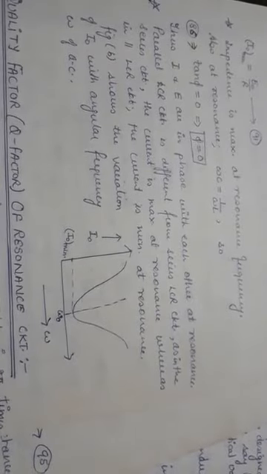In series LCR circuit, the current amplitude was maximum. The curve was like this in the opposite direction. That means in series LCR circuit, at resonance, the current amplitude is maximum, whereas in parallel LCR circuit, the current at resonance is minimum. This is the basic difference between the parallel LCR circuit and series LCR circuit.